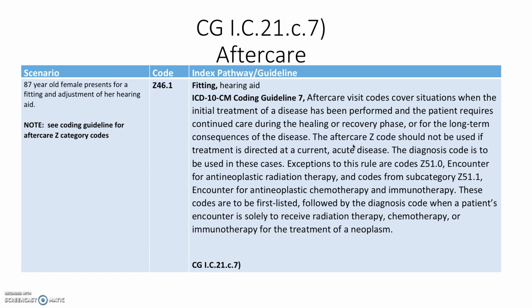Exceptions to this rule are codes Z51.0, Encounter for Antineoplastic Radiation Therapy, and codes from subcategory Z51.1, Encounter for Antineoplastic Chemotherapy and Immunotherapy. These codes are to be first listed, followed by the diagnosis code when a patient's encounter is solely to receive radiation therapy, chemotherapy, or immunotherapy for the treatment of neoplasm.